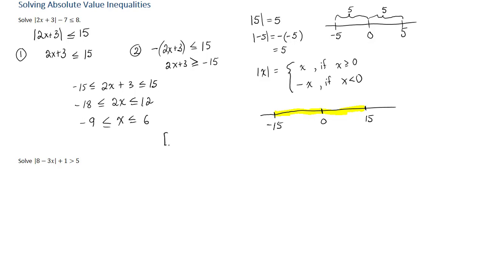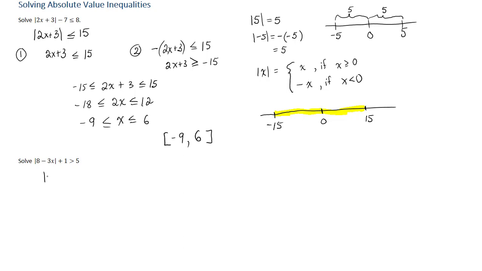To put this in interval notation, we can say that x is an element of the closed interval between negative 9 and 6. We use square brackets to show that negative 9 and 6 are included. Let's take a look at the second example.